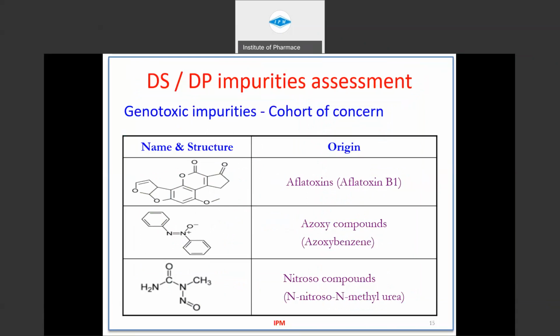Cohort is a class of compounds, a group of compounds. A group is called cohort. So aflatoxins, there are various derivatives of aflatoxins, A, B, C, and so on. And in B, there are various, again, B1, B2, up to B12. So there are class of compound, but the base structure is shown here. And if your impurity has structure similar to this base structure, then it is a cause of concern.